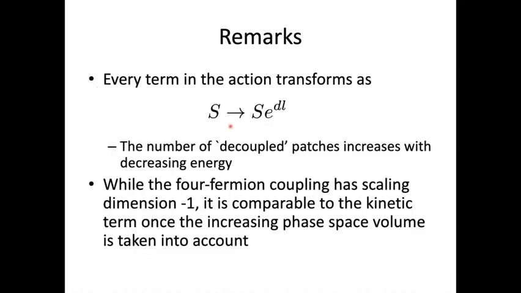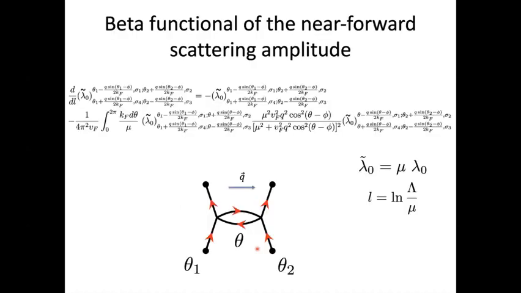Okay, so that is the point. So now we can include the quantum corrections. Here I have written down the beta functional. It looks rather complicated, but again, it's because of the complicated indices.